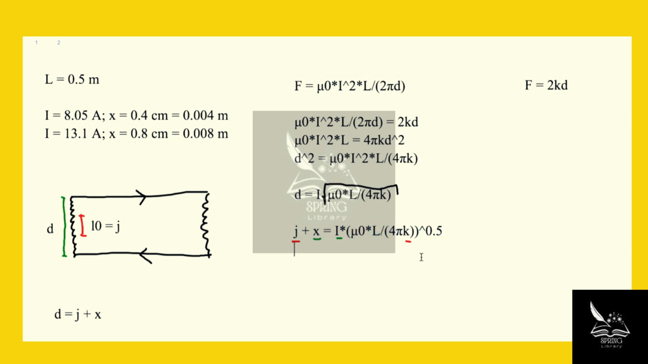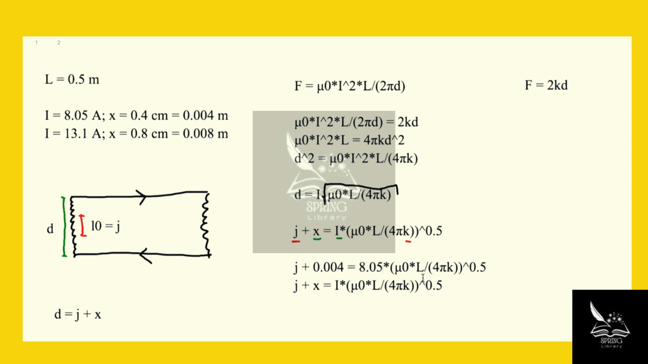I'm just going to plug in the two values that we know so that we can have our equations to solve. So we have our J, our L naught, plus 0.004, looking at this first equation. And the current in the first equation, or the first data point up here, is 8.05.